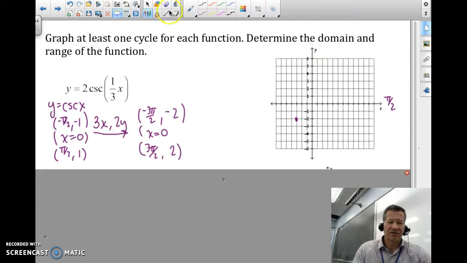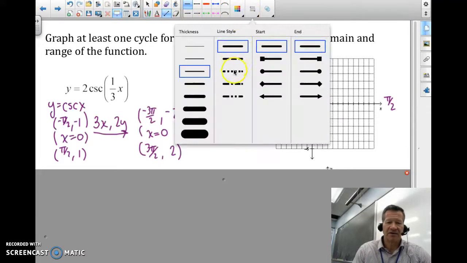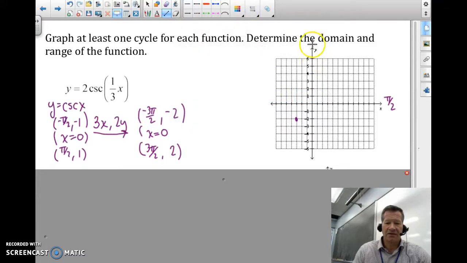0 is an asymptote. I'm going to have to cheat for that one. Let me get myself a dashed line here. And let's try that. So x equals 0, so right on the y-axis. And of course I missed it. Let me see if I can move it a little. Probably I'll move the whole graph. Oh no, I did good. Okay, and then 3 pi over 2, 2.